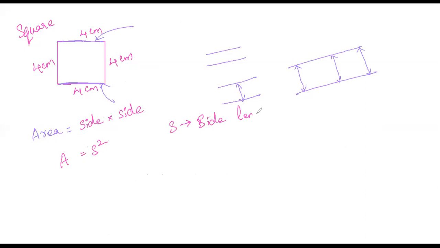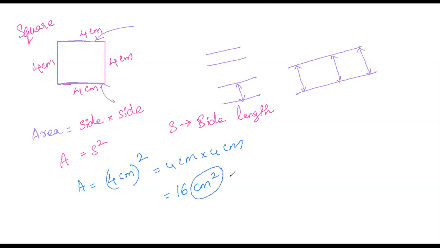Let's move on. So A equals 4 centimeters whole square, which is nothing but 4 centimeters times 4 centimeters. So you are going to multiply the number as well as the unit, which is centimeter square. That's what I mentioned in the presentation, the PPT, where the unit is always represented in square units. You can write either square centimeters or centimeter square. So square units, that's the unit of area.